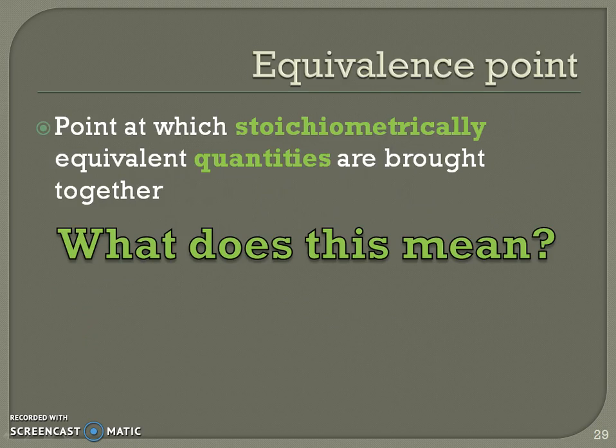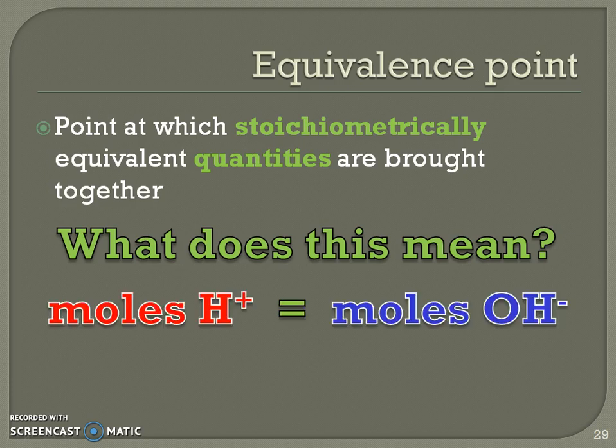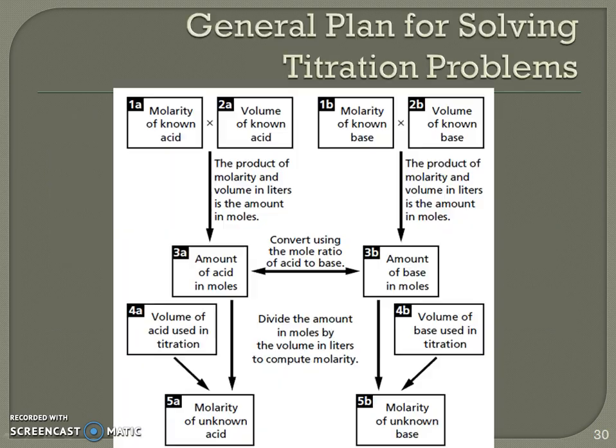So what is this equivalence point, or what does this stoichiometrically equivalent quantities really mean? It means that the moles of our H plus from the acid is going to equal the moles of the OH minus ions from the base. So that equivalence point is where our H plus acid and our OH minus base, the moles equal each other. And again, that's why moles are really, really important.